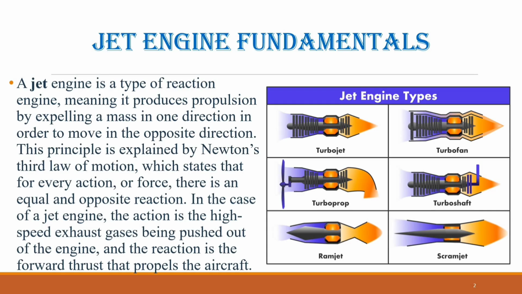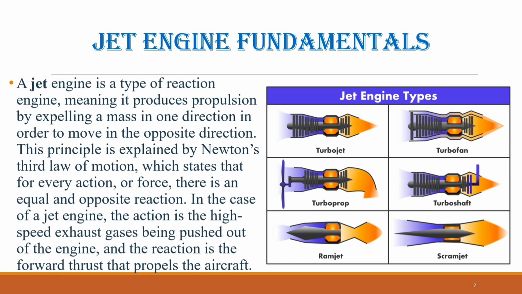Although the turbines extract a significant amount of energy from the exhaust gases, not all of the energy is used. The remaining energy stays in the exhaust stream, which is still moving at very high speed and temperature. After passing through the turbines, the remaining exhaust gases are expelled through a nozzle at the rear of the engine. The nozzle accelerates the exhaust gases to a high velocity before releasing them into the atmosphere. This rapid expulsion of mass in the rearward direction creates a forward thrust force, which propels the aircraft.